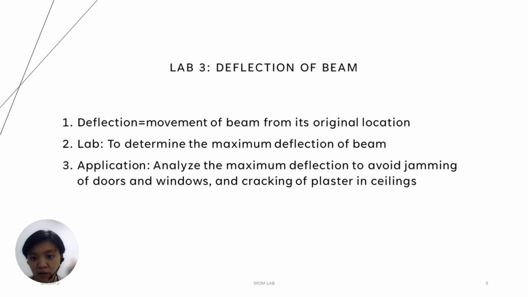Excessive deflection in building construction will cause jamming of doors and windows and cracking of plaster in the ceiling. To avoid situations like this from happening, the laboratory is used to set the limitation of not exceeding the maximum deflection. Therefore, the deflection of beam is used to build a safe building. That's all for me. Thank you.